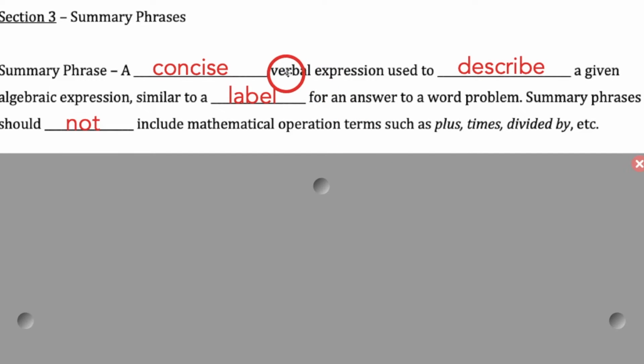So it is going to be verbal words that you write to describe the expression given. If you were going to do a word problem, it would be like the label that you would associate with that answer. If your answer was 50, 50 what? Like what did you get after you did the word problem? That's what we are going to work on today.